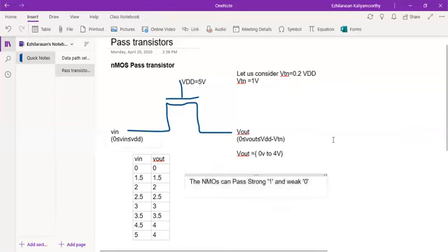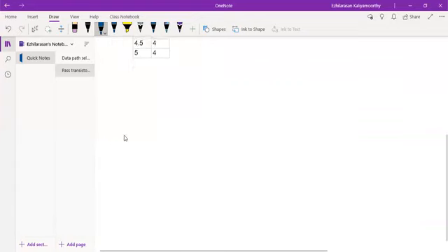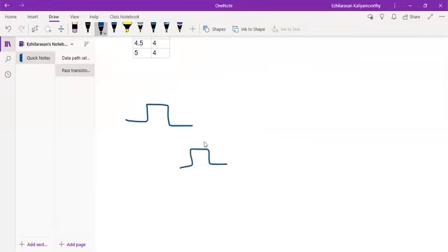This is about NMOS. Now, if this pass transistor is driving one more pass transistor, let me take an example here. This is our first pass transistor, then here one more pass transistor is being driven. Let me put a condition like this.